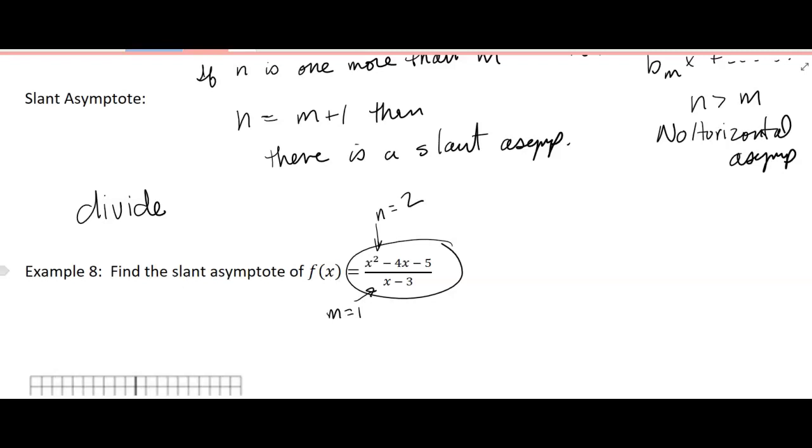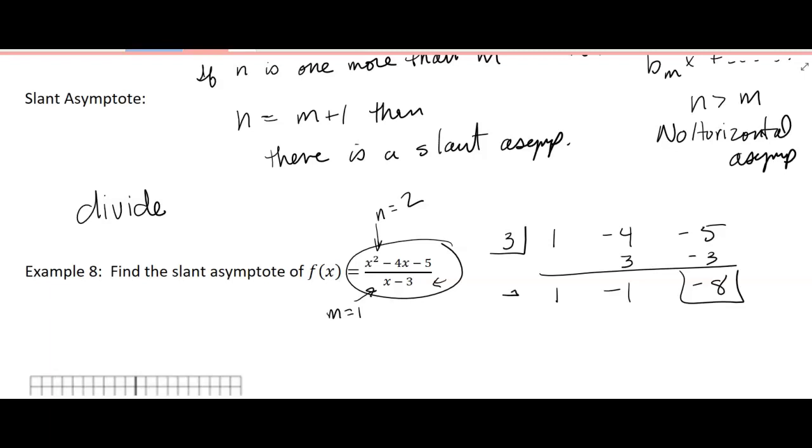And because this is linear, we can use synthetic division. So I'm going to go 3 into, and I'm going to pull off those coefficients. And I'm going to go with my synthetic division. Okay, and it turns out the remainder doesn't really matter.